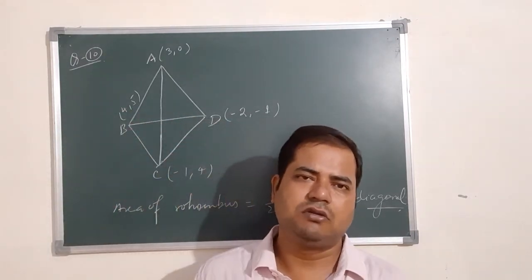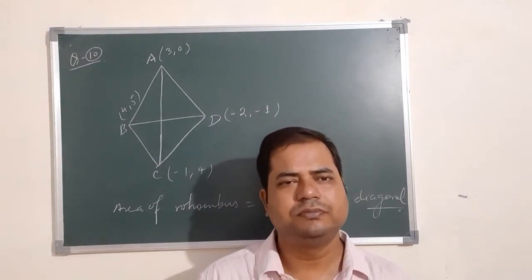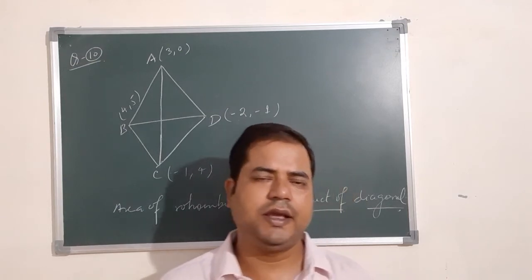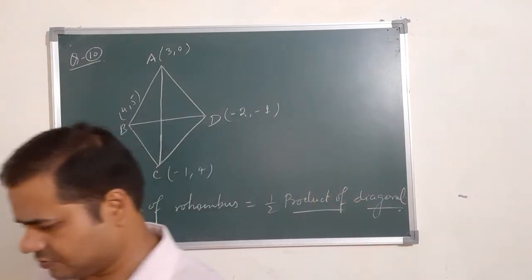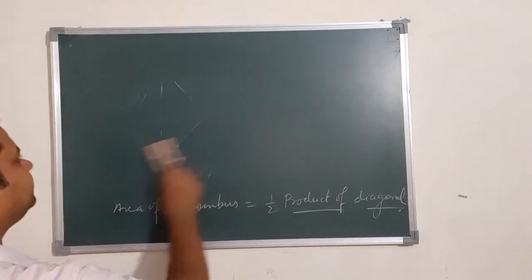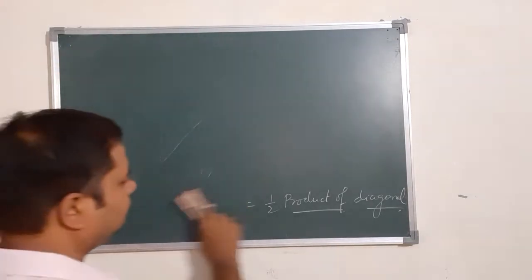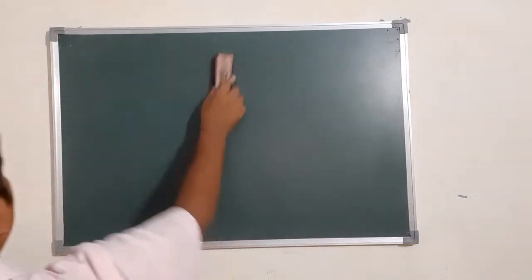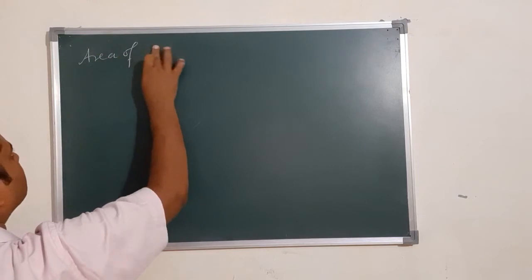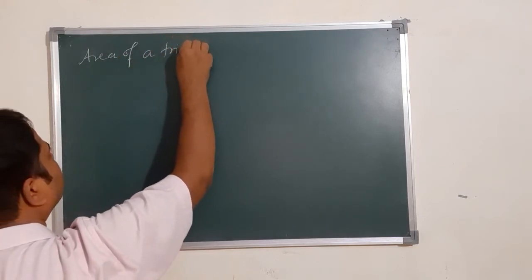So in this manner we have completed exercise 7.2. So now we are going to study the next topic, area of the triangle. So let us begin. Now our next topic is area of a triangle.